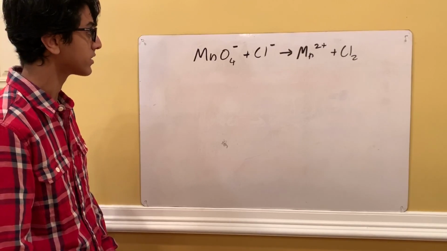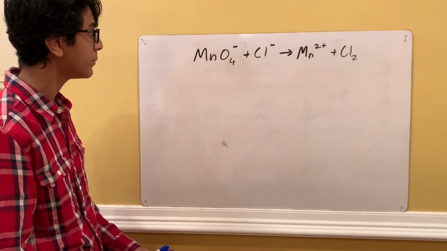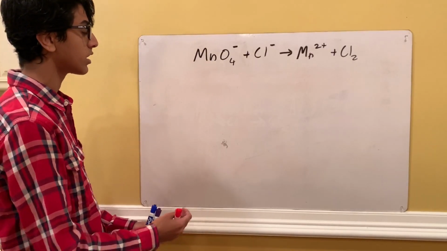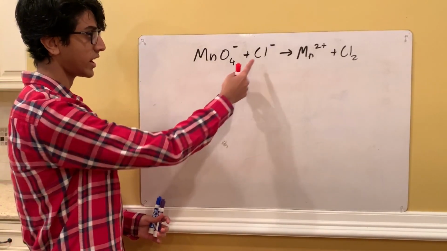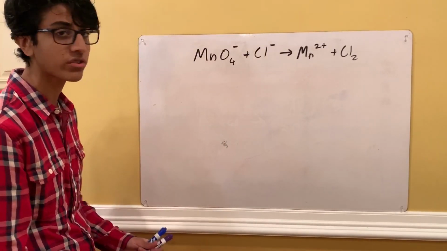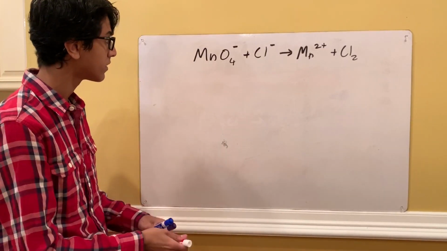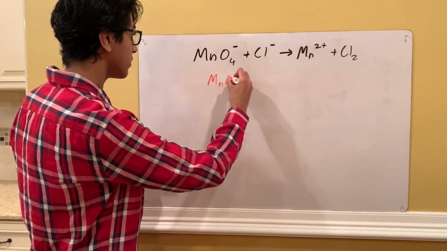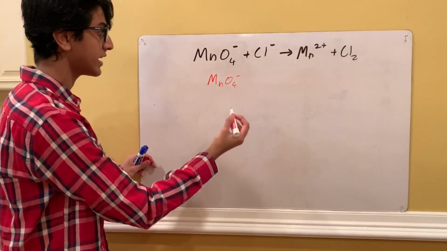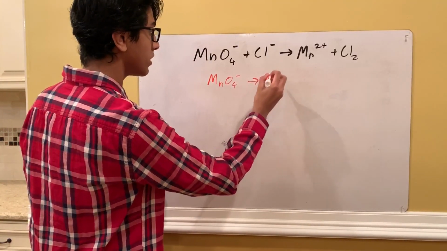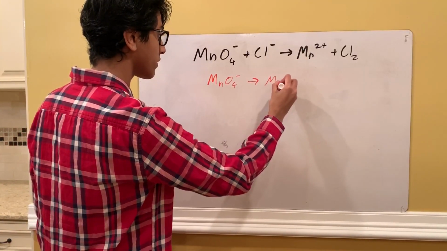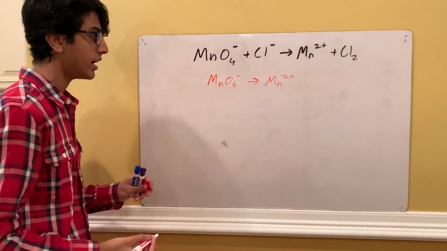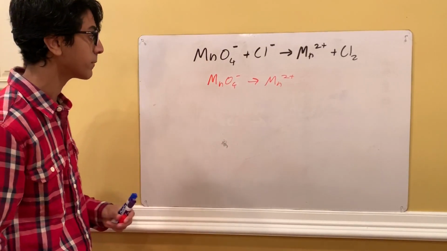Now we can start by balancing it. The first step is to split it up into two different equations. We're going to make an equation containing Mn and an equation containing Cl. First we'll start off with the equation for Mn: MnO4 minus in the reactants goes to Mn2 plus in the products. And now we have to balance this equation that we have right here.